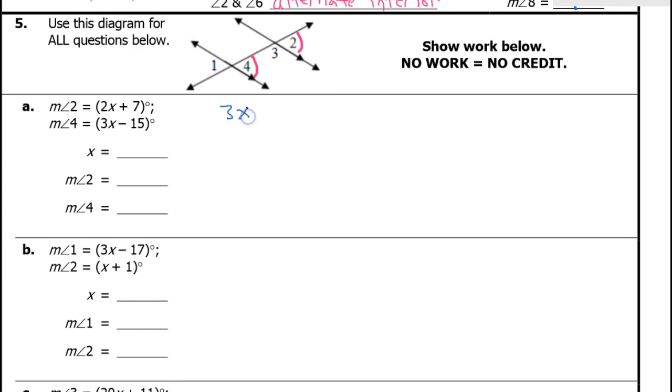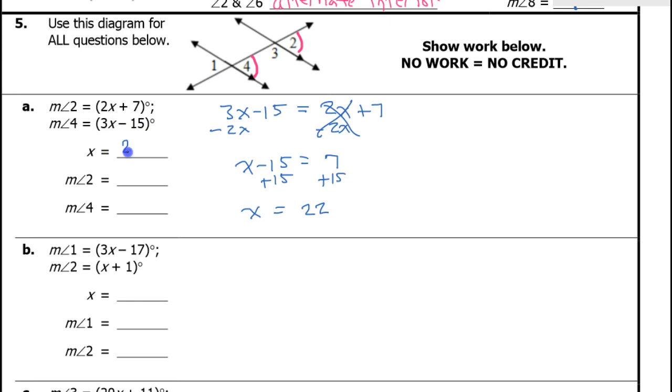So 3x minus 15 should equal 2x plus 7, because these angles should be congruent. So if I want to solve this, I see the variables on both sides. I need to subtract 2x from both sides. These cancel out. Now I have x minus 15 is equal to 7. Then I would add 15 to both sides. So that's going to be 22. So x is 22.